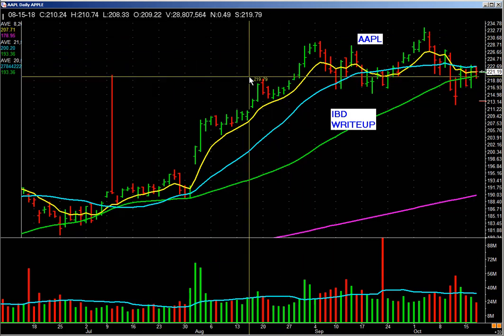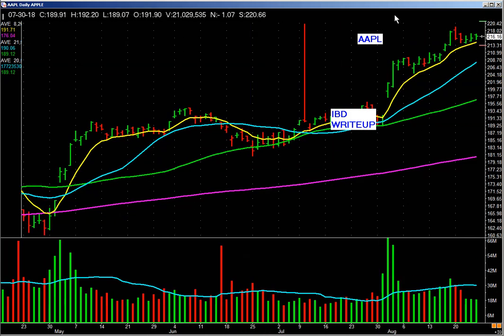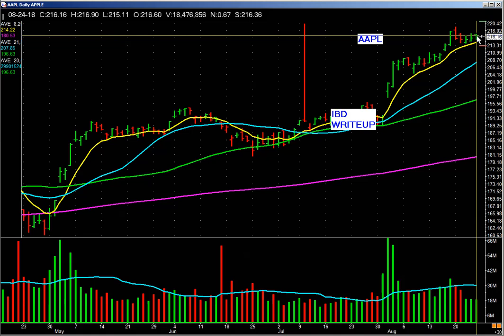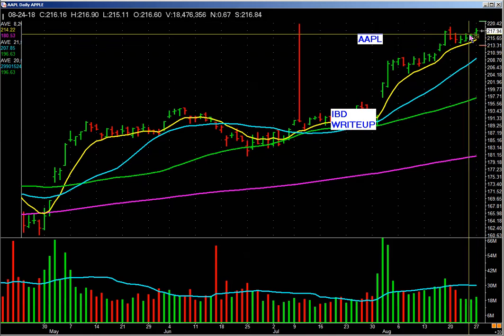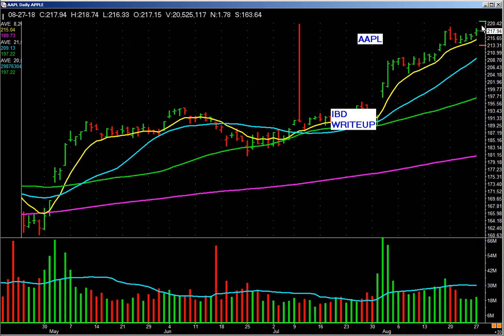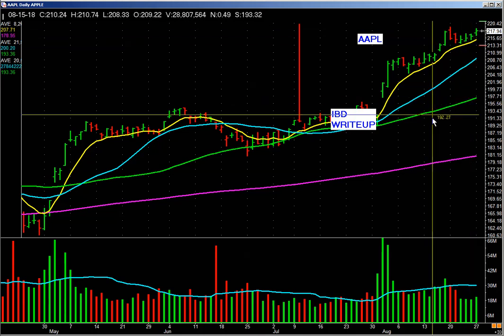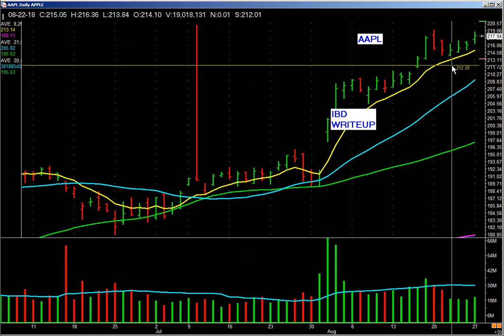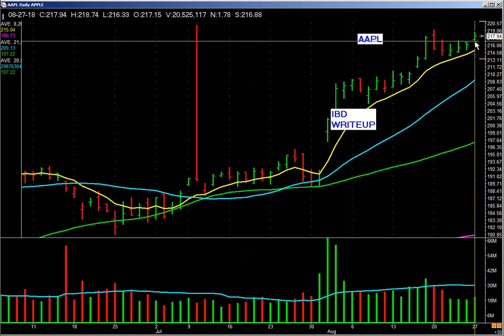You see this little, in fact, I'm going to show something here. This might be a better example. Let's do the real world. Little shelf right here, going sideways. The next day, it takes out the tops of these two bars on a pickup in volume. What do we not want to see? If it starts to fall back into this base below the highs of these two bars, I'll even do this for you. Watch this. Look at that. If it falls back into here, we're going to sell half our shares off, if not all of it.